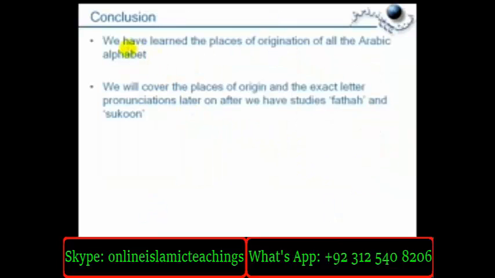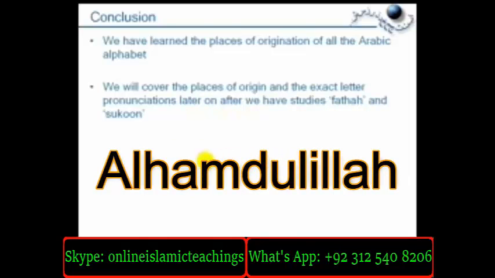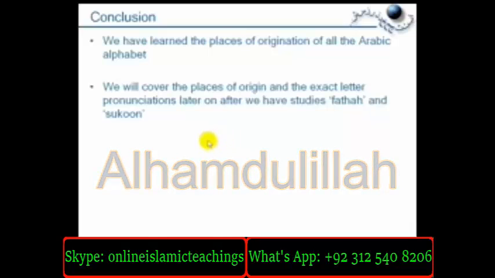In conclusion then, we have learned the places of origination of all the Arabic alphabet and some of the long vowels as well. We will cover the places of origin and the exact letter pronunciations later on, after we have studied Fatha and Sukun. So again, that was only a very brief introduction, and there's certain techniques that you can apply to check your makharij.